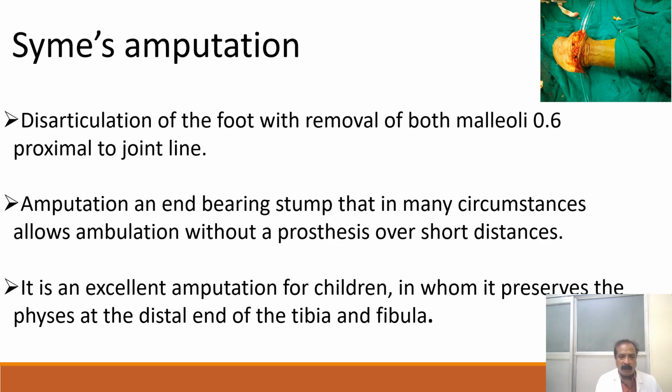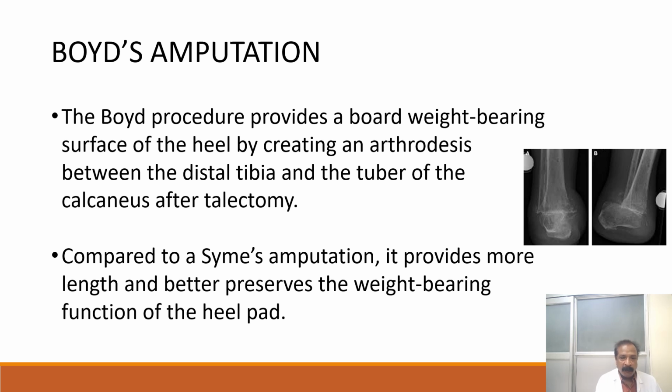Amputation end-bearing stump, that in many circumstances allows ambulation without a prosthesis over short distances, like indoor activities. Boyd amputation provides a broad weight-bearing surface of the heel by creating an arthrodesis between the distal tibia and the tuber of the calcaneus after talectomy. So the talus is removed, the foot bones removed, now the calcaneum is fixed to the tibia, and the person can have an end-bearing stump.